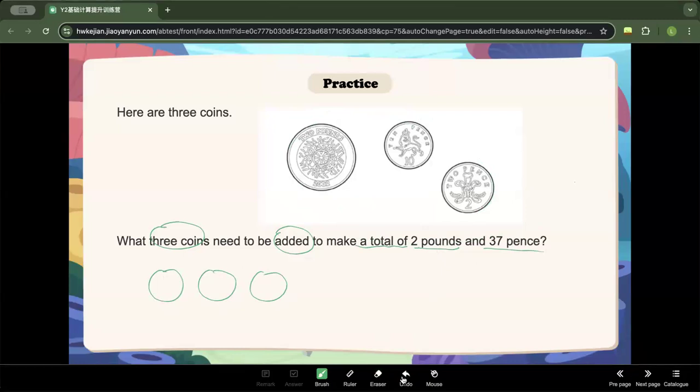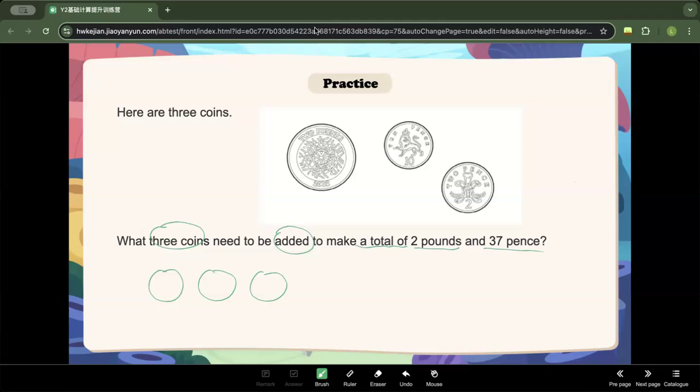Also, if we want to know the total amount, we need to know exactly what kind of money we have here, right? That's great. I got some ideas. Somebody changed it to pence. That's a great job. Any other different ideas? When we have £2, that's great, Max.